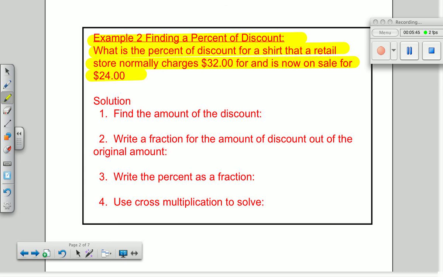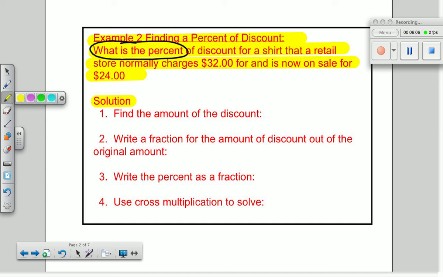So the amount of the discount, we're doing the same thing, but for now a shirt that a retail store normally charges $32 for, and the shirt is on sale now for $24. Okay? So what's our solution and what are we asked to find? We're asked to find the percent. We don't know the percent.